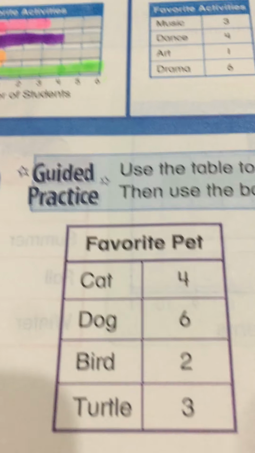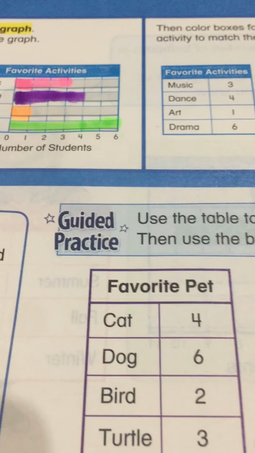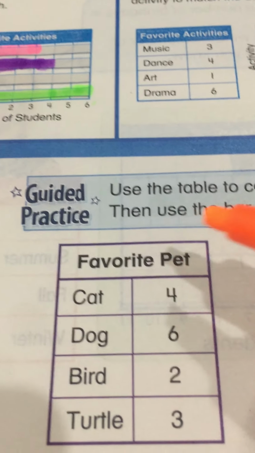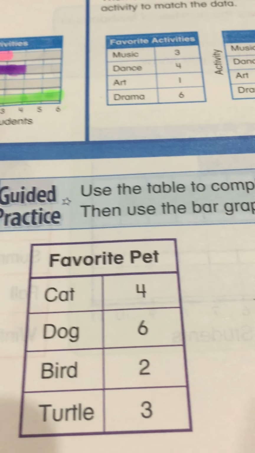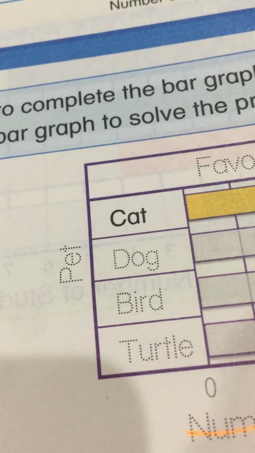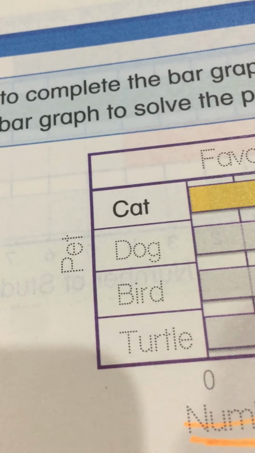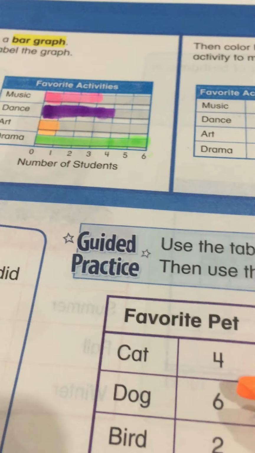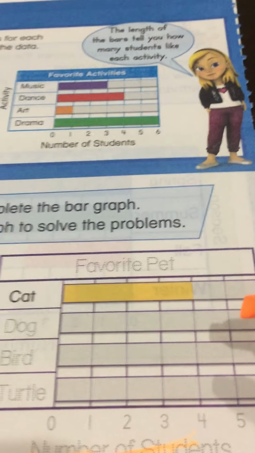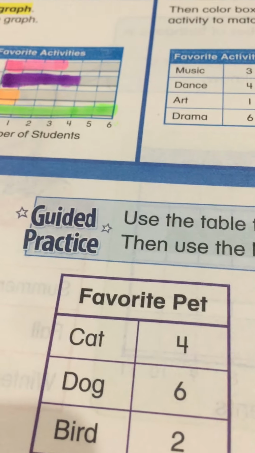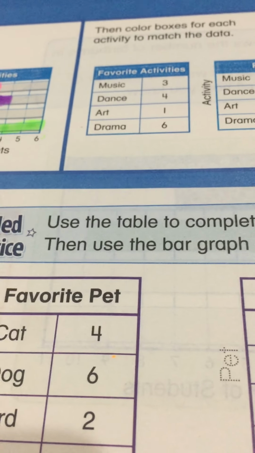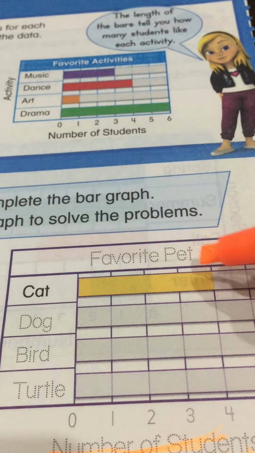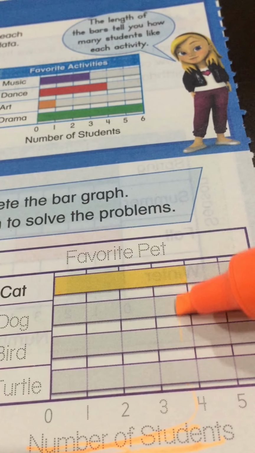So let's see. The graph is about pets. Favorite pets. What is your favorite pet? They are showing the number of students here, so we will highlight this: number of students liking the pets. So I have cat. For cat, they already did the bar for us. 4 students like cats. You see here, 4 students like cats. Then the cat bar will be from 0 up to 4, lined up here with the 4.